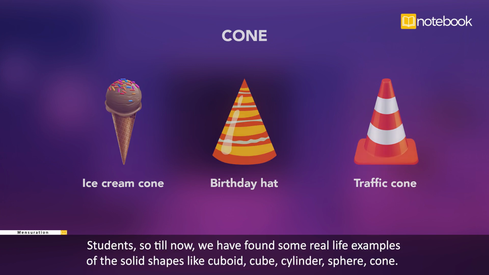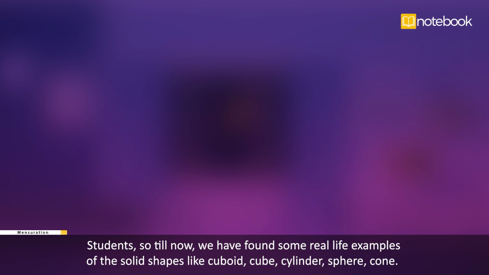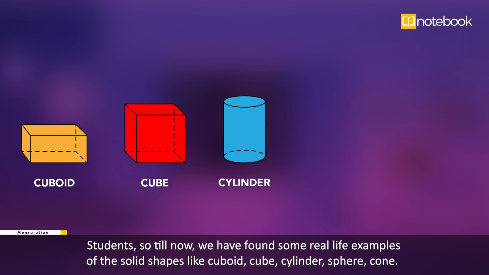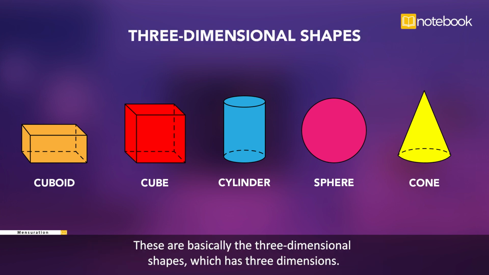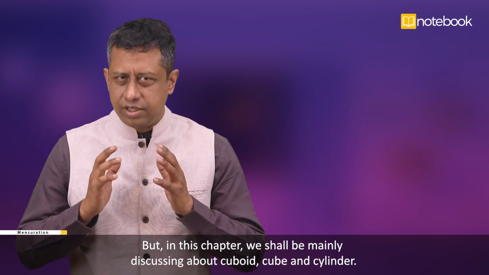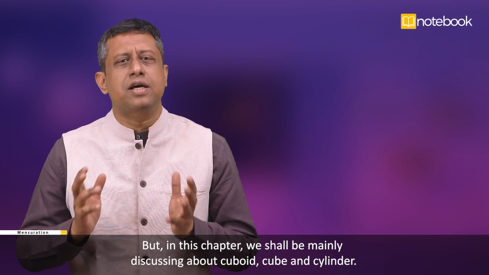Students, so till now, we have found some real-life examples of the solid shapes like cuboid, cube, cylinder, sphere, cone. These are basically the three-dimensional shapes, which have 3 dimensions. But in this chapter, we shall be mainly discussing cuboid, cube, and cylinder.